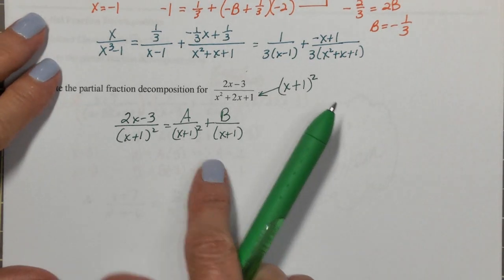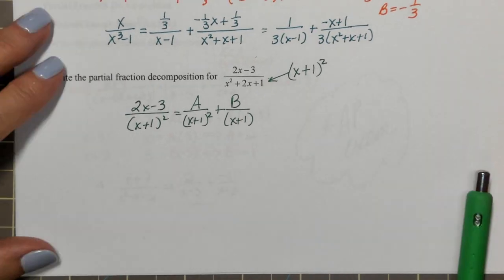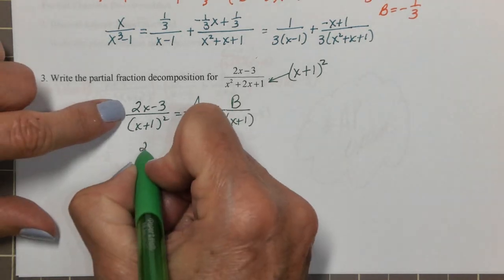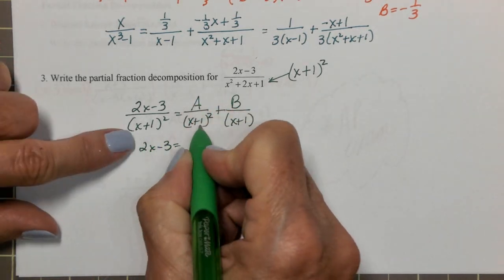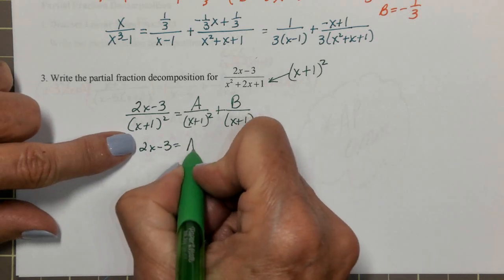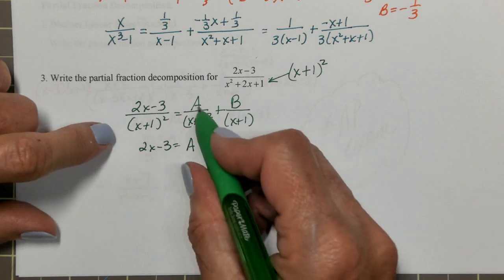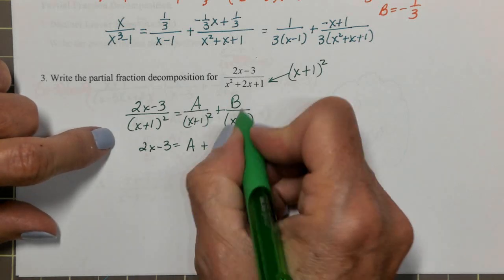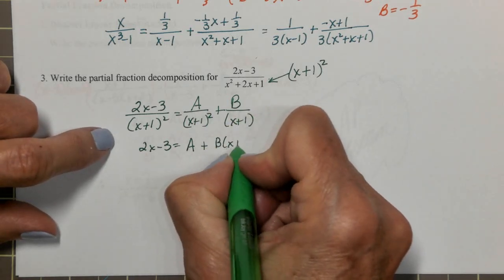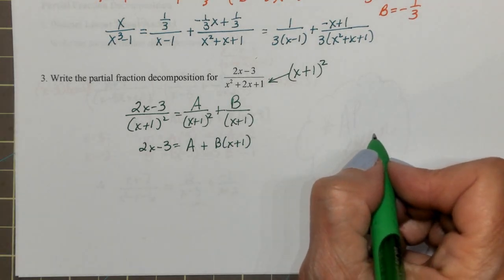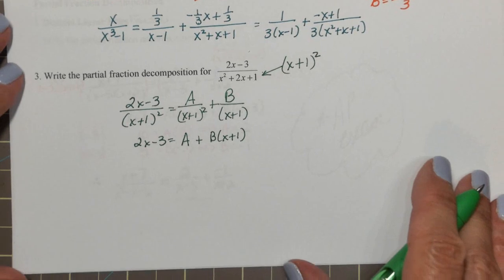Okey-doke. Here we have it. So we're going to multiply both sides by the common denominator, and we're going to get just the numerator on this side. Just a right there, right? If I multiply both sides by x plus 1 squared, just a plus b times another x plus 1. Okay? That's how that would go.